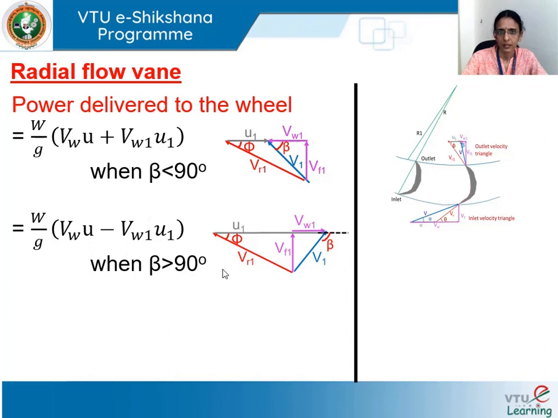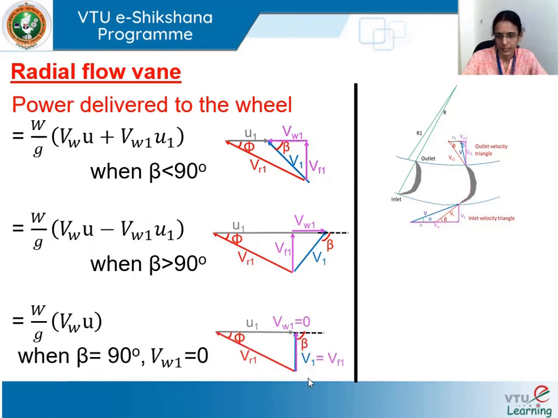The third case we will see is when beta is equal to 90 degrees. When beta is 90 degrees, that is when the absolute velocity of the jet leaves the vane radially at the outlet, which is one of the common cases in hydraulic machines, especially in the case of a Francis turbine, the flow leaves the vane radially at the outlet. That is, beta is equal to 90 degrees. When beta is equal to 90 degrees, the flow is completely along the radial direction, and it has no tangential component, or VW1, the velocity of whirl at the outlet, is equal to 0. In that case, the expression for power is reduced to W by G into VW U.